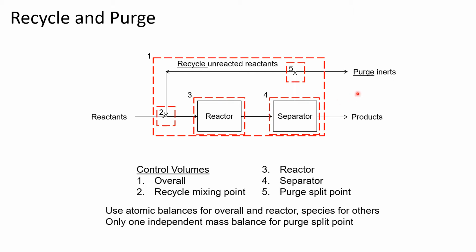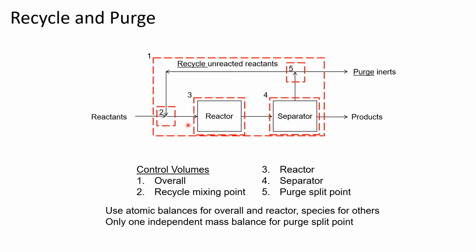For a problem like this, there are multiple choices for the control volumes we can use to perform mass balances. As shown here, the first control volume, indicated by the red dashed line, surrounds the whole process. And looking at this control volume, there is one input stream, that's the fresh reactants, and there are two output streams, the products from the separator and the inerts that are purged from the recycle stream.